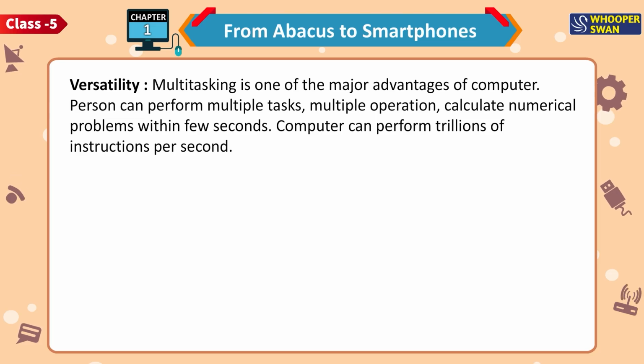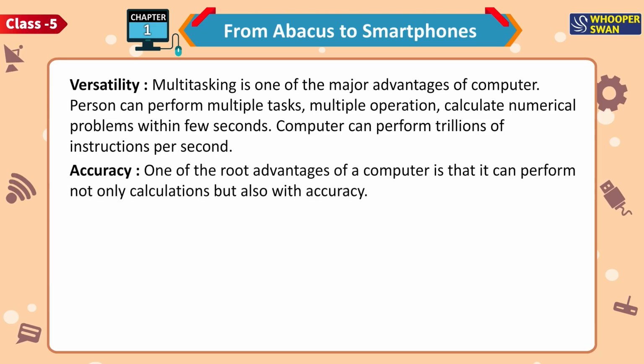Versatility. Multitasking is one of the major advantages of a computer. A person can perform multiple tasks, multiple operations, and calculate numerical problems within a few seconds. A computer can perform trillions of instructions per second. Accuracy. One of the root advantages of a computer is that it can perform not only calculations but also with accuracy.